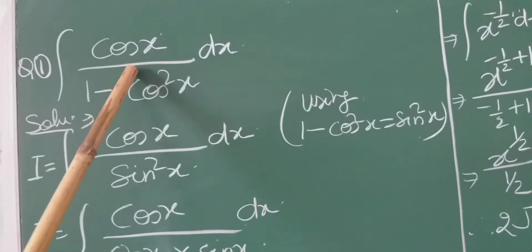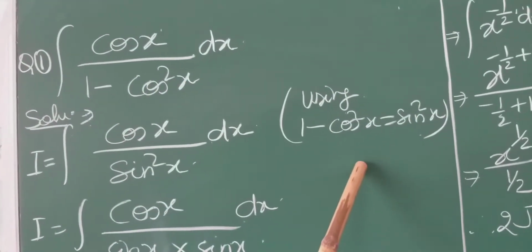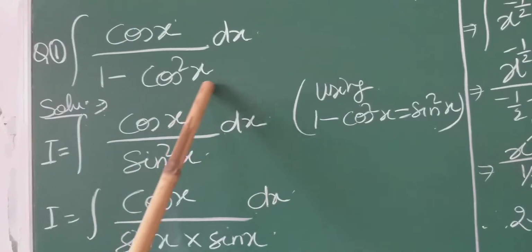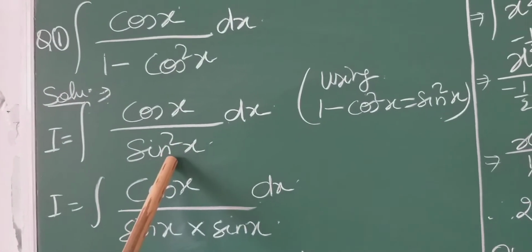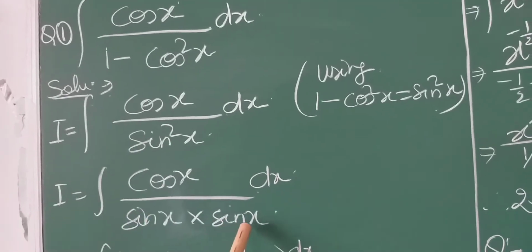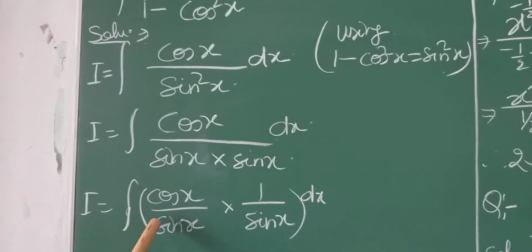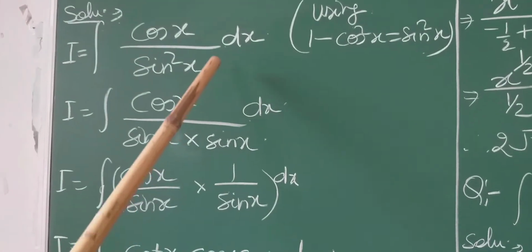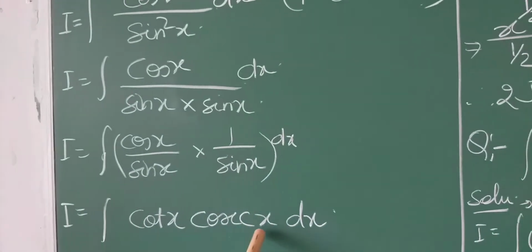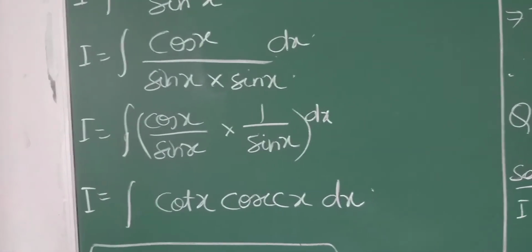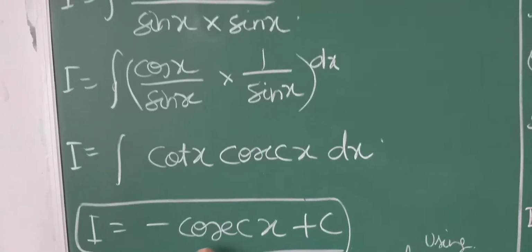So cos x is as it is, and 1 minus cos square x equals sin square x. So in place of 1 minus cos square x, we can write sin square x. Now students, we can write sin x into sin x. So cos x upon sin x is cot x and 1 upon sin x is cosec x. So cot x cosec x dx. So its integral is minus cosec x plus c.